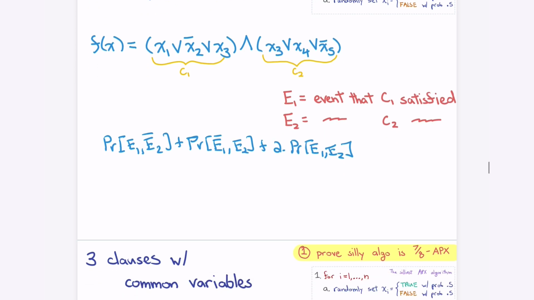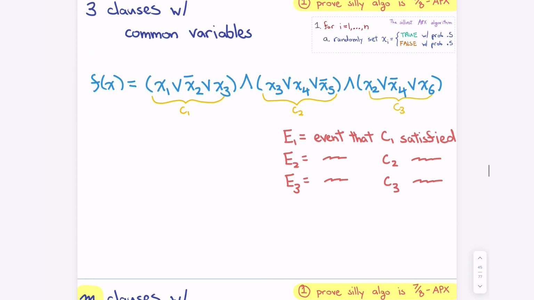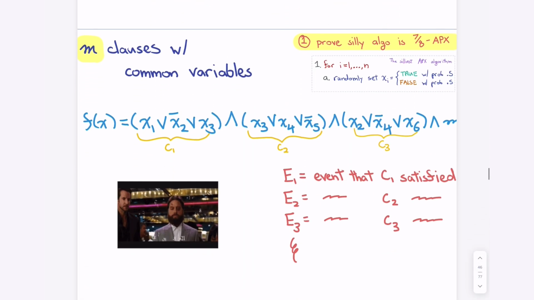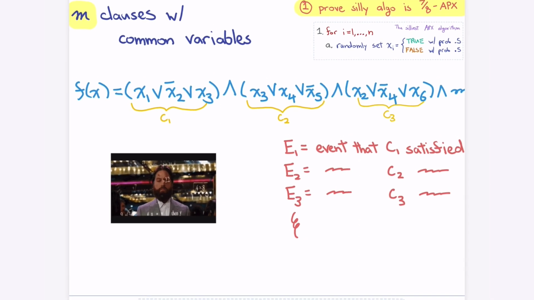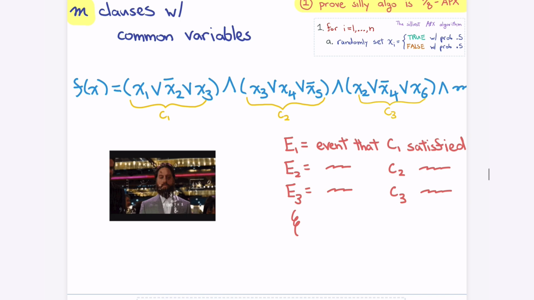And if you think that's bad, what if I had three clauses or something, and there's more shared variables and things like this. It just rapidly gets more nasty. And here we're looking at very, very small examples. Of course, we're interested in large formulas, and then you're just screwed. Okay. So the question is, how can we analyze this algorithm?